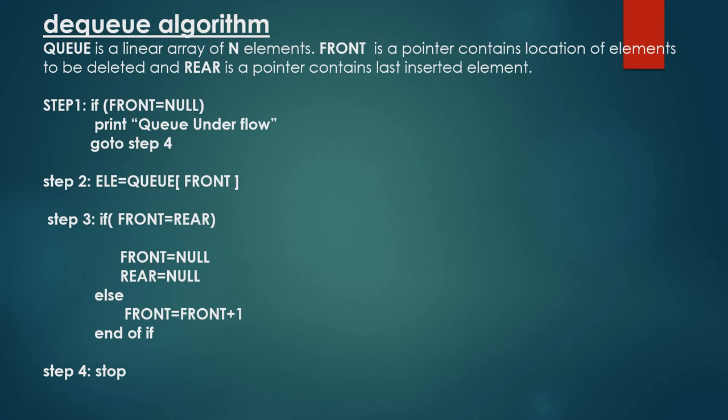If the queue contains no element, or if the queue is empty, we can't delete an element from a queue. Then in which condition is the queue empty? Front is equal to null means queue is empty. That is why in step 1 we are checking if front is equal to null, print queue underflow. Queue underflow means queue empty. In that case we can't delete an element.